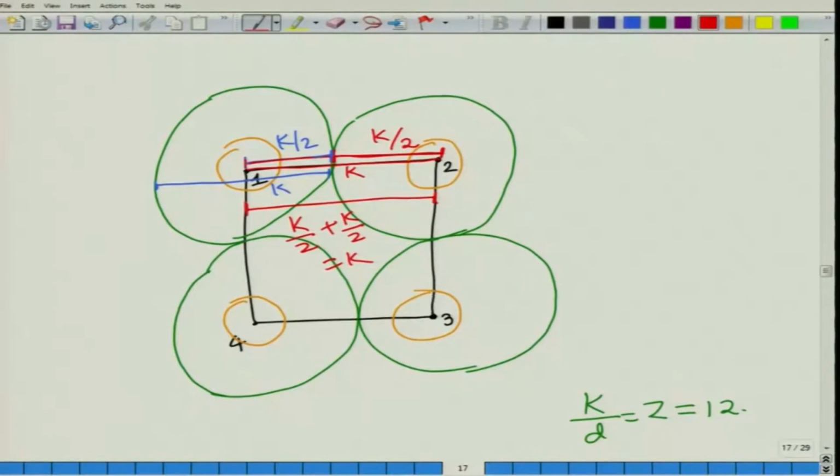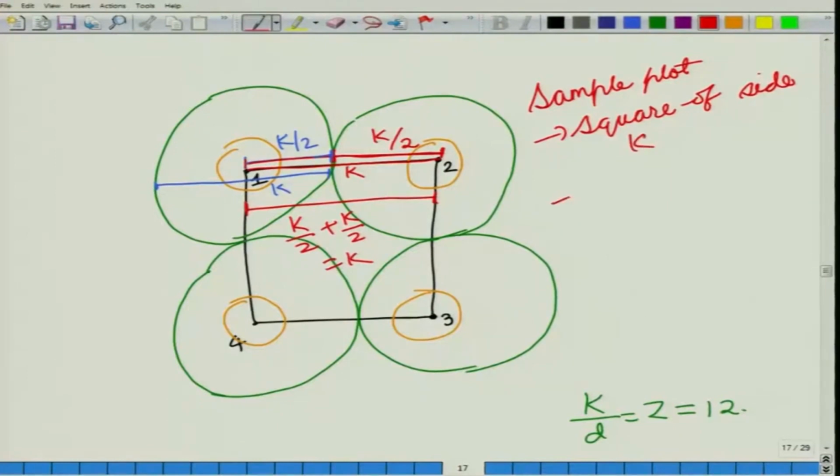Now consider this area of k by k. Let us consider this square to be our sample plot. So, we have a sample plot that is square of side k. So, the area is equal to k square. Now, in this k square area, what is the number of trees that are there? If you look here, we have a quarter of a tree that is inside the square. So, this is 1/4 of a tree.